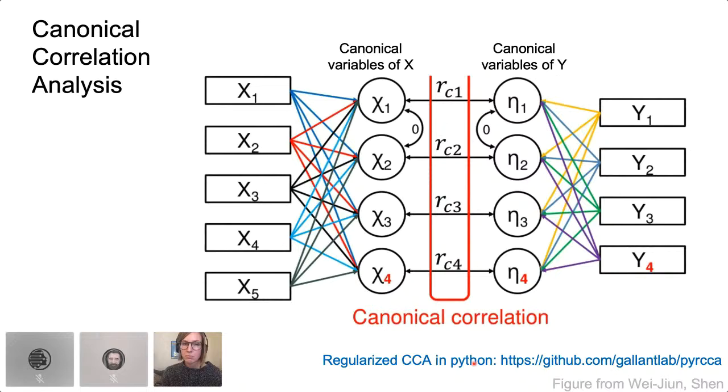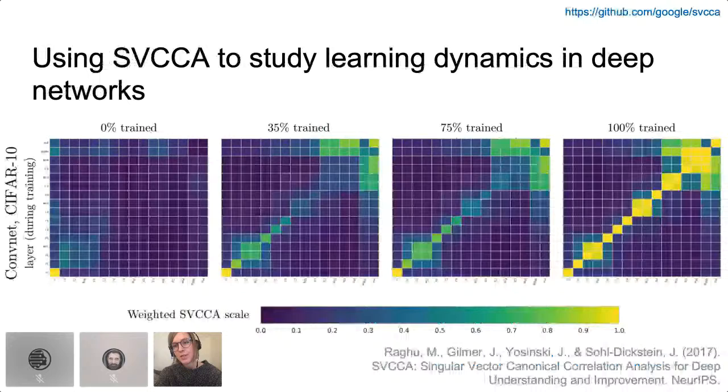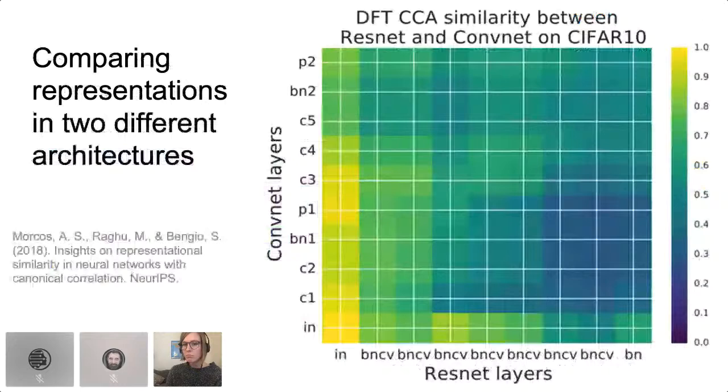Several CCA variants have been used in machine learning to study deep neural network representations. For example, in this case, to study the learning dynamics by comparing a trained network to itself at different points throughout training to see how the representations change over the course of training. Or to compare different architectures trained on the same task. In this case, comparing a convolutional neural network to a ResNet.